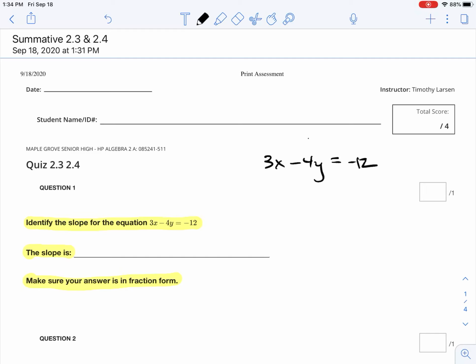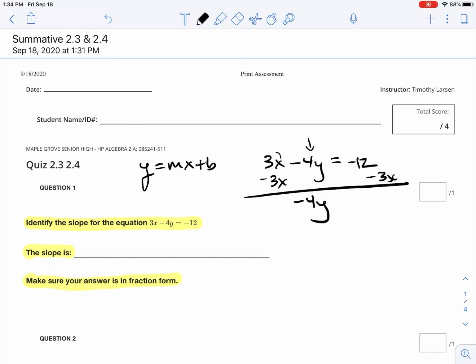I need to get the y by itself because I want it in slope-intercept form. That's really the easiest thing to do, because right now it's in standard form. I'm going to change it into slope-intercept form. So I'm going to subtract 3x, and what I end up with is a negative 4y. That's the only thing over there because that becomes 0. That's gone. That equals negative 3x first, minus 12.